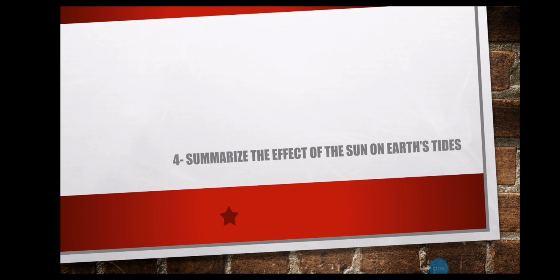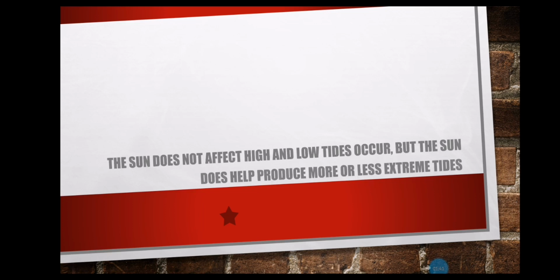Number 4, summarize the effect of the sun on Earth's tides. This wasn't homework as well, but we will check them all. The sun does not affect when high and low tides occur, but the sun does help produce more or less extreme tides. So this is the effect of the sun.